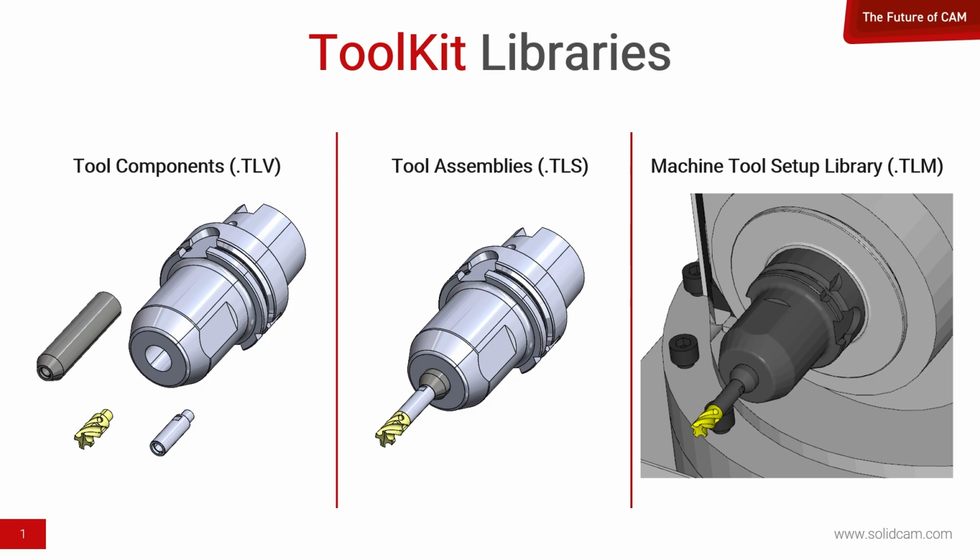ToolKit supports 3 levels of libraries: tool components with TLV file extension, tool assemblies with TLS file extension, and machine tool setup library with TLM file extension. Let's start explaining each one of these.